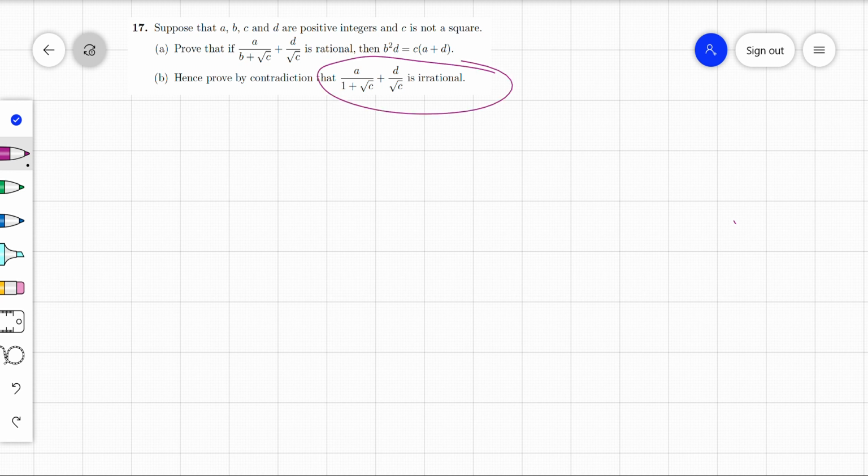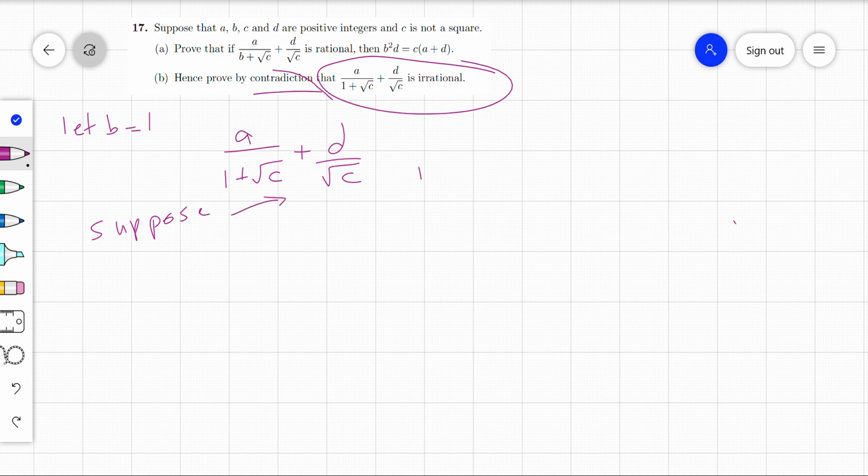Alright, so let's compare this to up here, and you can see there's a 1 where the b is. So let's let b equal 1 to start with. When we do that, let's just check. We get a on 1 plus root c, plus d on root c. So that's all good. Now we just said that we're going to do it by contradiction. So we're saying suppose this is rational instead of irrational.